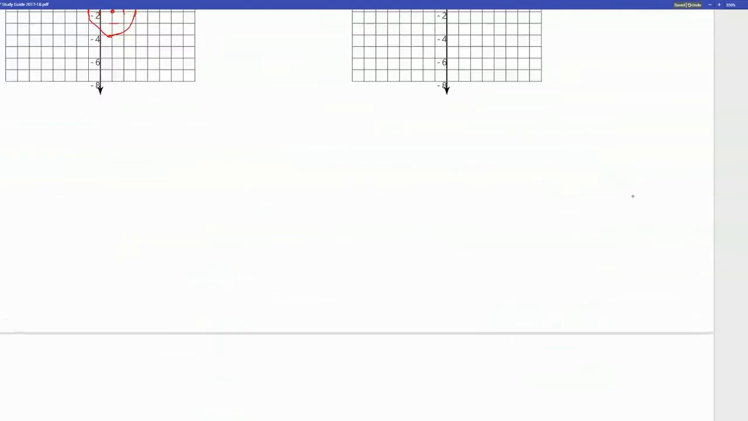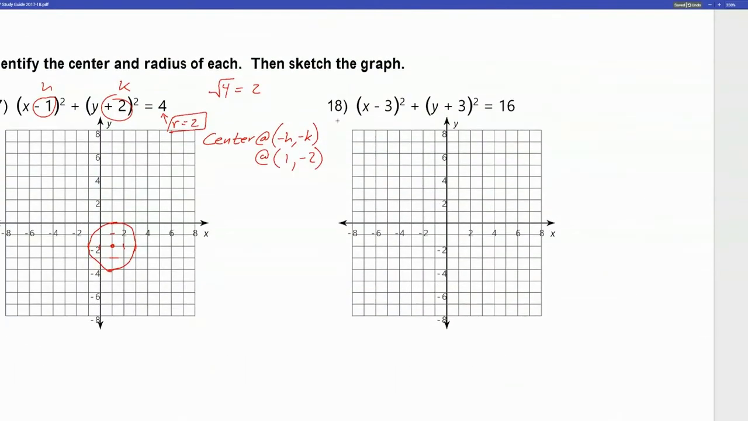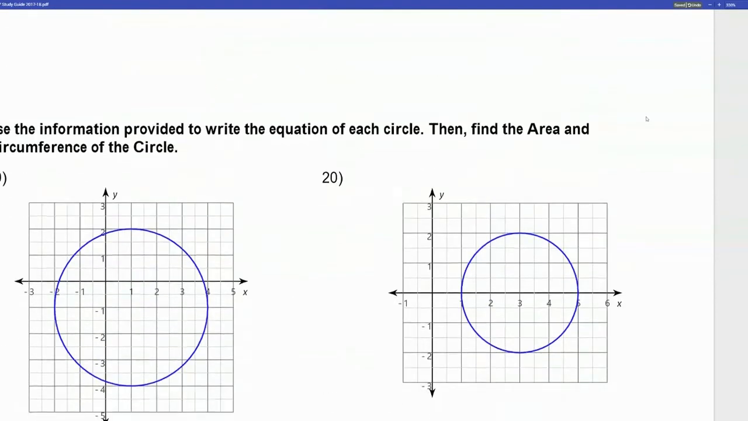So number 18, that's on you. Same concept as number 17. You do, I do, just like that. And then also remember opposite of h, opposite of k. And then what's the square root of the number that's to the right? And that'll give you the radius.